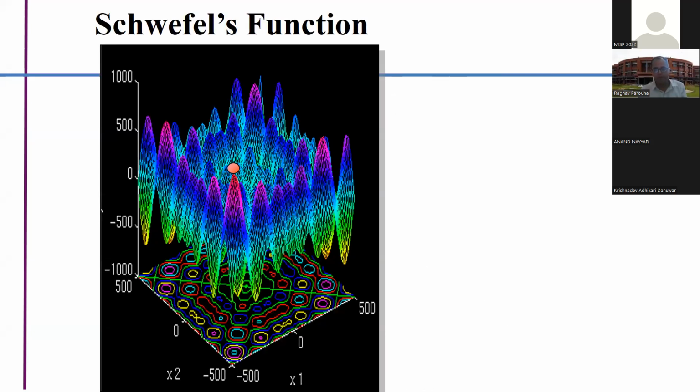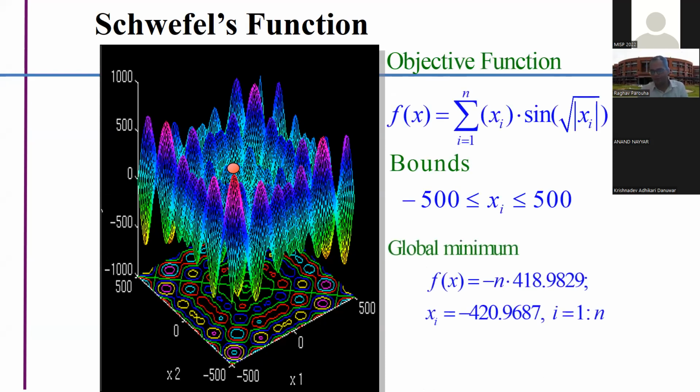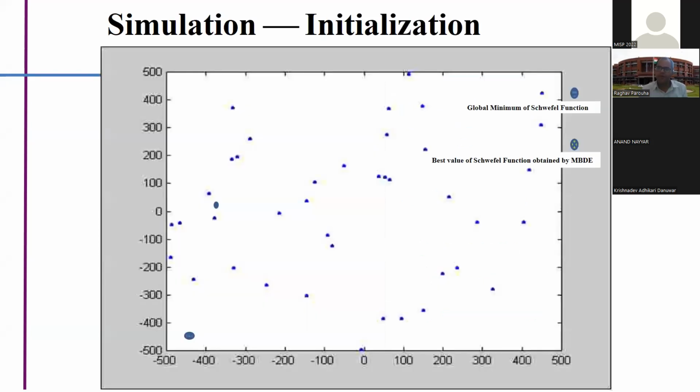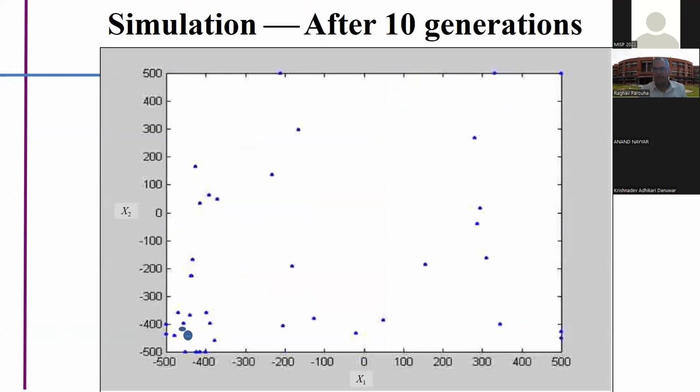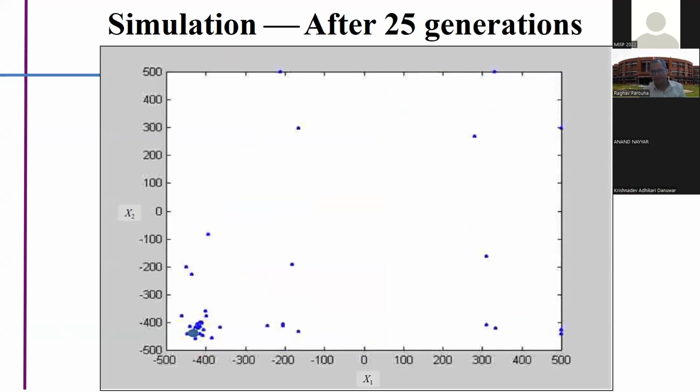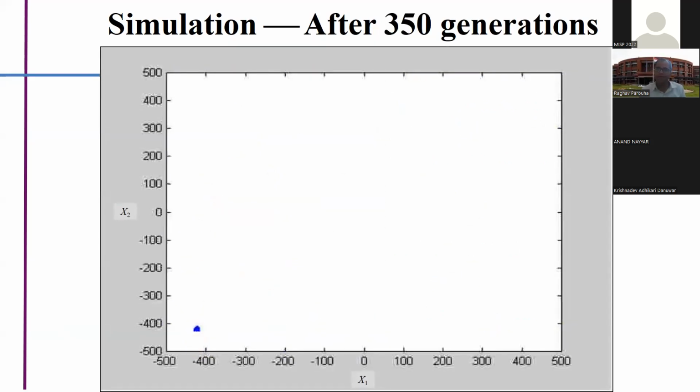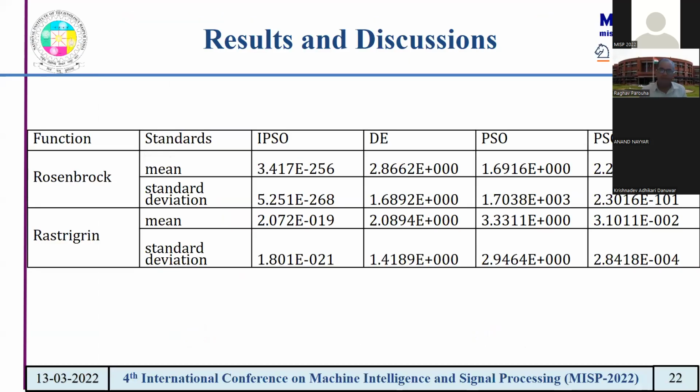The function has many local optima and one global optimum. The objective function has bounds between minus 500 and 500, and the minimum is at minus 420.9687 in each dimension. So we checked it in 100 dimensions. Here is the global optimum. This is the initial vector, and after 350 generations all particles moved to the global optimum. This is better quality.